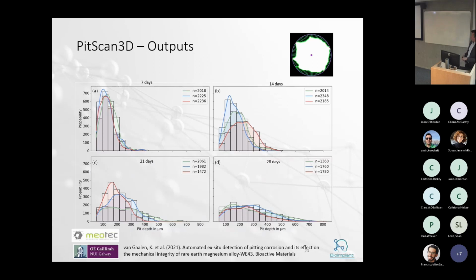From that as well, we can do a histogram, so look at the probability density of pit depth on these different surfaces. After 7 days, you have a lot of very small pits, so you get a distribution like this. As you move to 28 days, these small pits have grown and possibly grown into one another, so you get a wider distribution here at your 28-day time point.